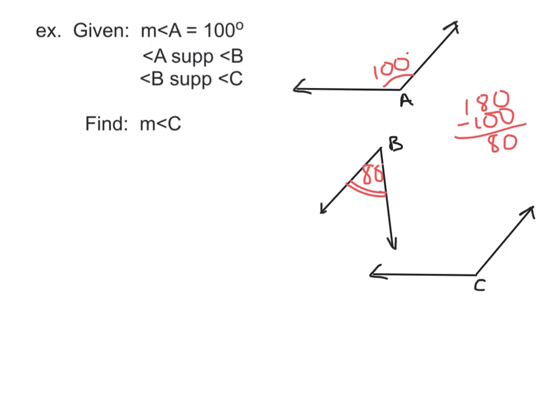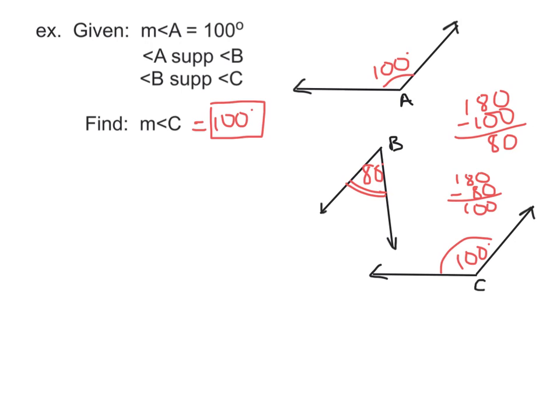So now I know that B and C are supplementary. So if these guys are supplementary and this one's 80, well, again, we can subtract and say 180. That's what it means to be supplementary. They add to 180. 180 minus 80, that leaves me with angle C is 100. So the measure of angle C is 100 degrees.